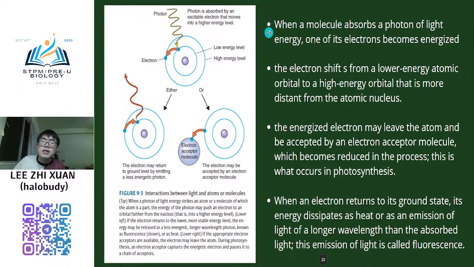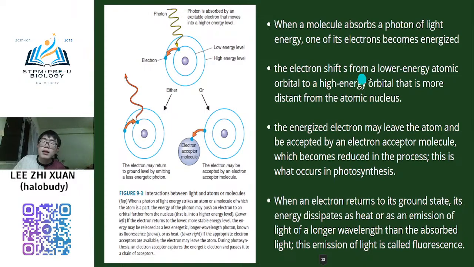So normally, when a molecule absorbs a photon of light energy, one of its electrons becomes energized, because the photon is one type of light energy. You can imagine the photon going to the electron. This electron has already absorbed this light energy, and then it will become an excited state.